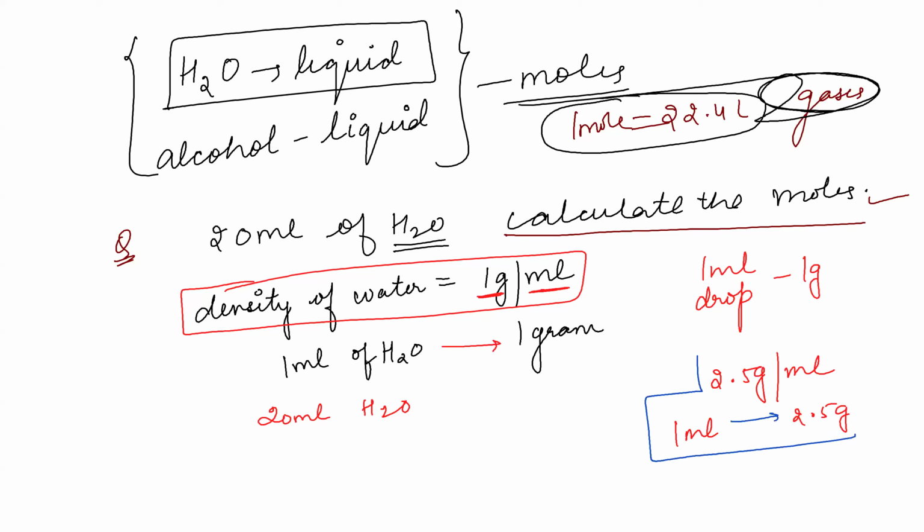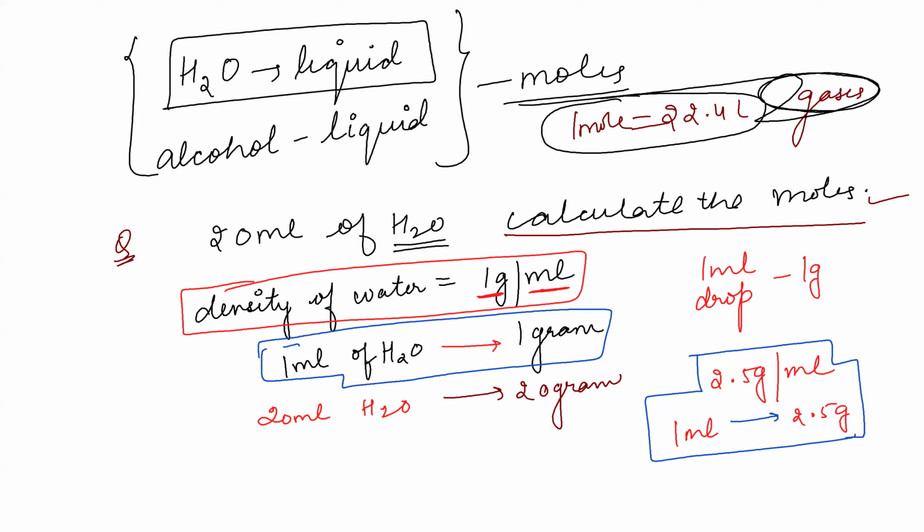So when we have this, 20 ml would be 20 grams, because I clearly have an idea: 1 gram for every ml. So for 20 ml, the mass is going to be 20 grams. Understood my point? So 20 ml of water would be equal to 20 grams. Now you know the mass.